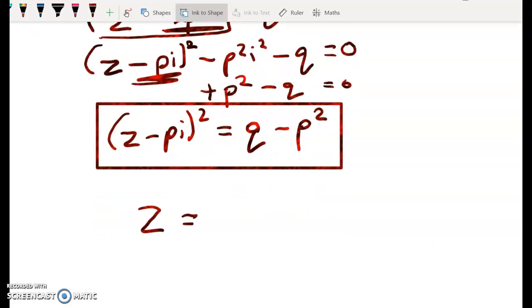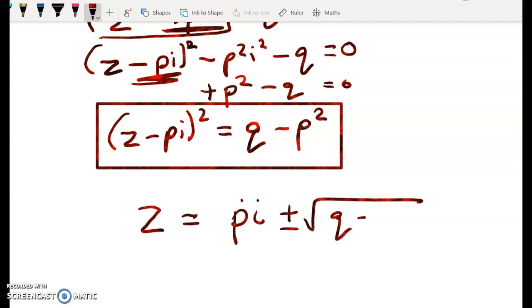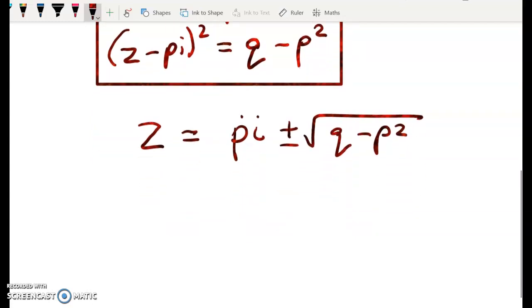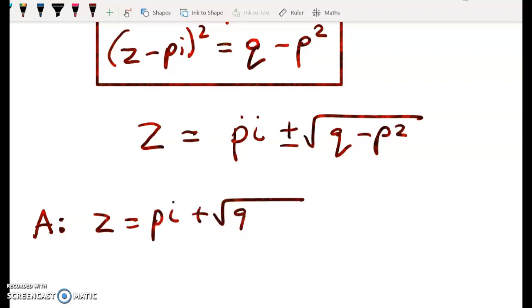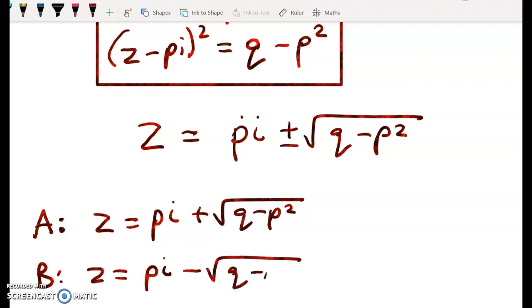So z is going to equal pi, sorry guys, and I know I'm going slowly, but I think for most people in the class that's worthwhile. So we've got z is equal to pi plus or minus the square root of q minus p squared. Now we have to look at point A and point B. Point A represents the first root, which is z equals pi plus the square root of q minus p squared, and B is the negative root, so it's pi minus the square root of q minus p squared.